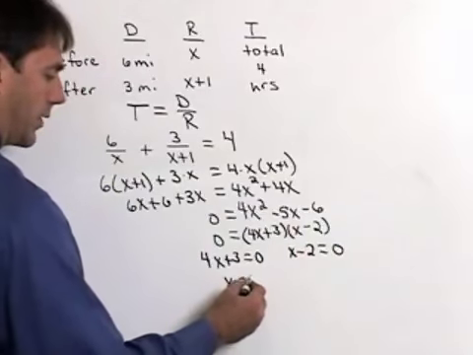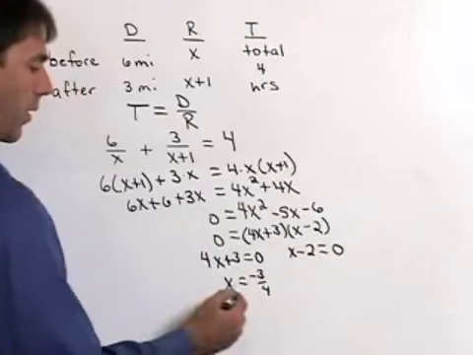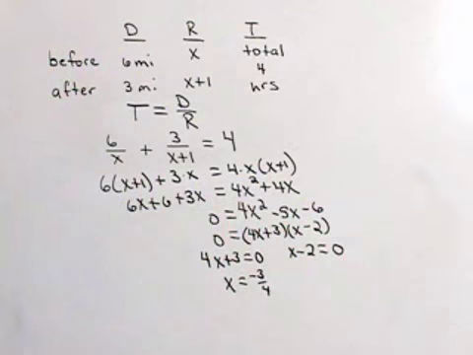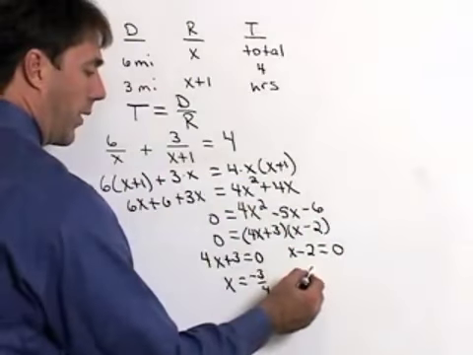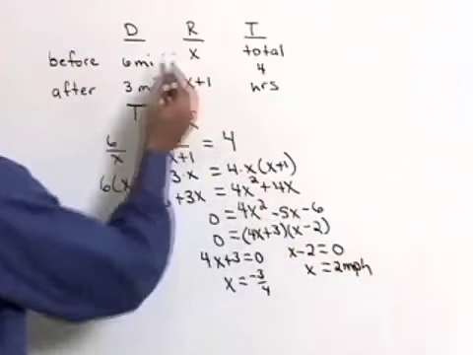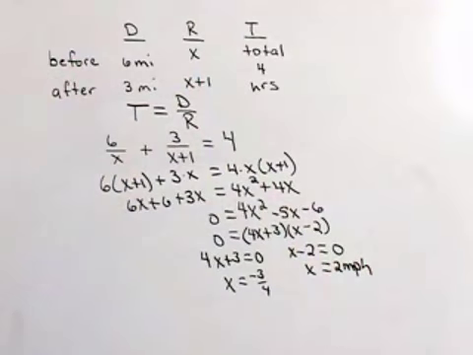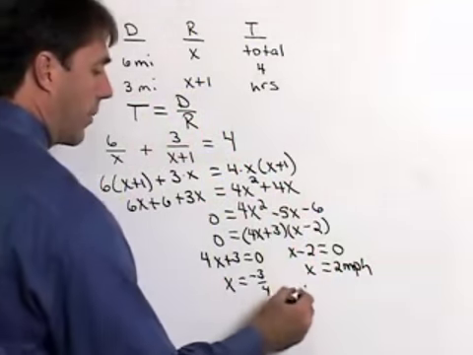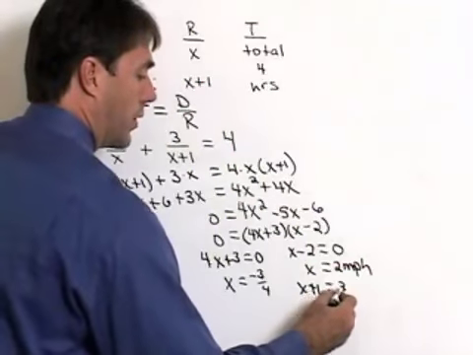Solving this, we get x is equal to negative 3/4. Well, we can't have a rate of negative 3/4. Setting this equal to 0, we have x equals 2 miles per hour. Well, that represents the rate before lunch. For the rate after lunch, it's going to be x plus 1, which is 3 miles per hour.